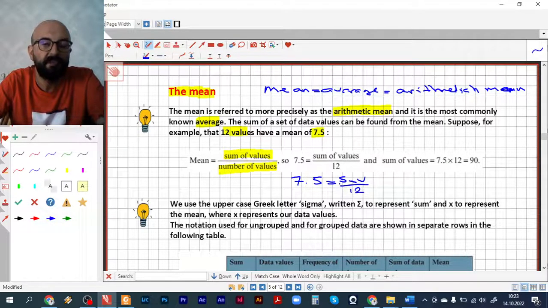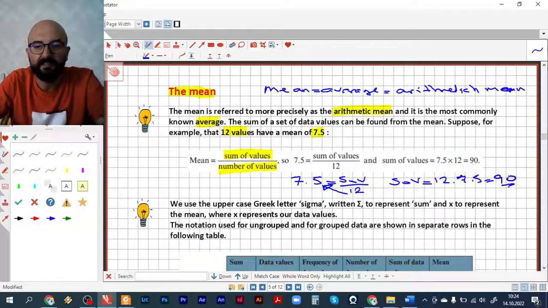If we want to find the sum of the values, we should compute 12 multiplied by 7.5. So the sum of values equals 12 multiplied by 7.5, and it means 90.